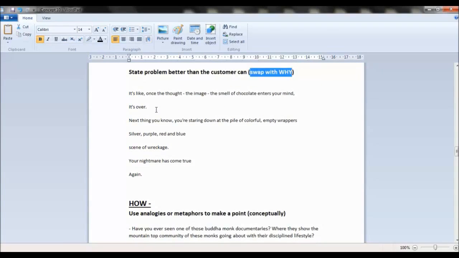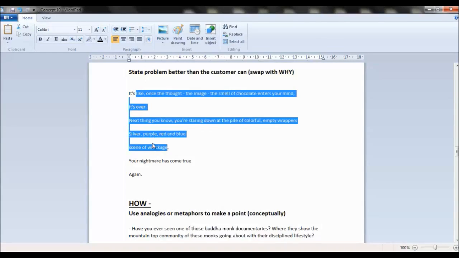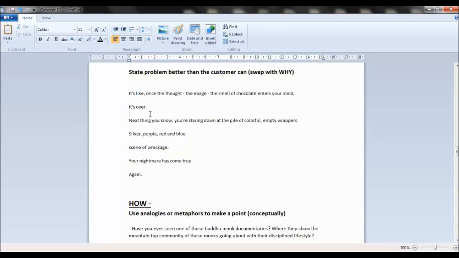It's like once the thought, the image, the smell of the chocolate enters your mind, it's over. The next thing you know, you're staring down at a pile of colorful empty wrappers. Silver, purple, red, and blue. Scene of wreckage. Your nightmare has come true. Again. So this is saying the problem better than the customer or the target reader can themselves.